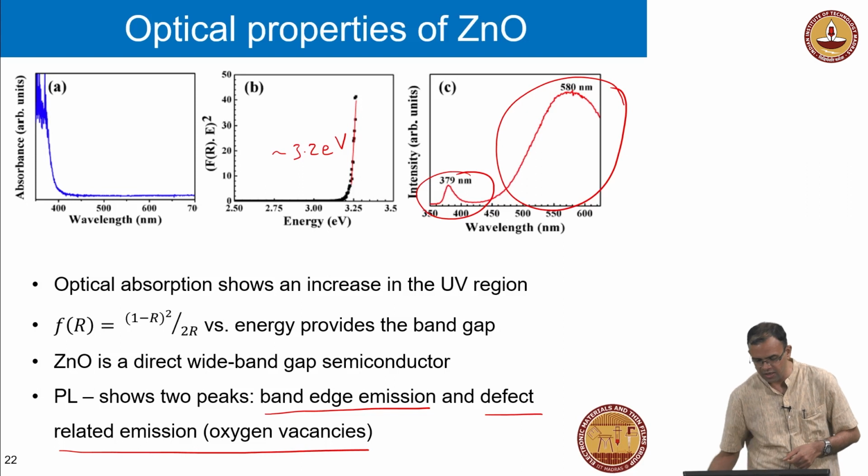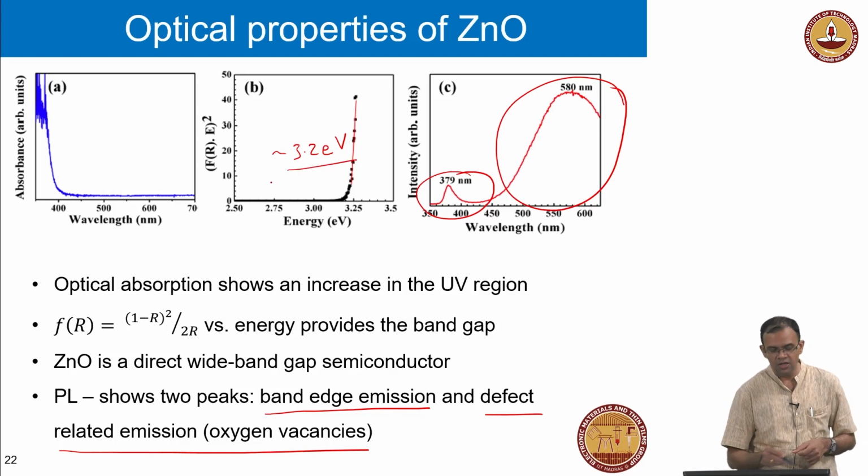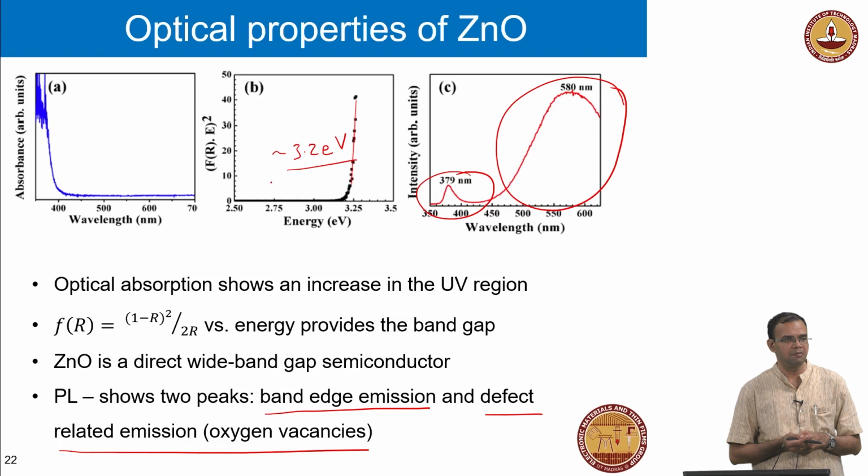So if you see here, this value is 3.2, while typically zinc oxide's band gap is 3.4. That's what people get from DFT calculation. So this difference is probably because of the defects that are there in the material.